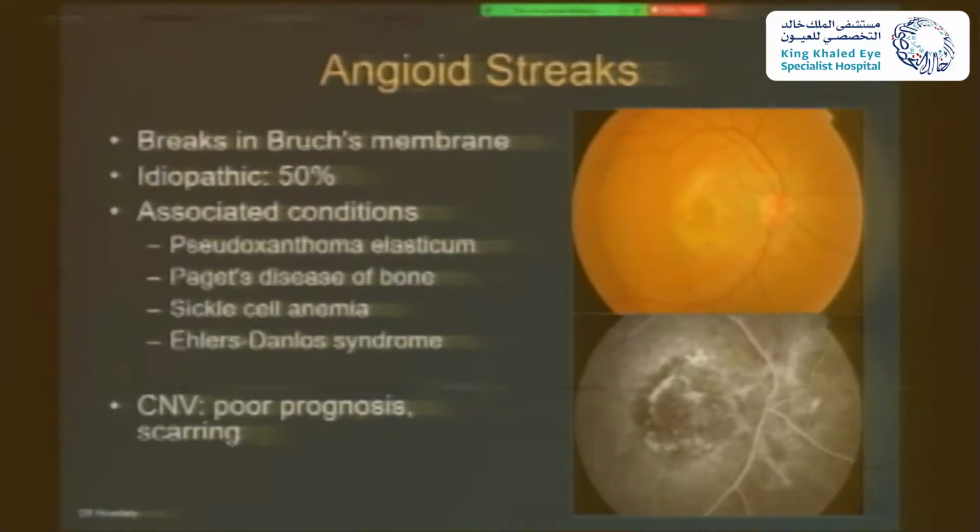Be careful also with scleral depression. You don't want to depress too much so that you don't create more breaks in their calcified and brittle Bruch's membrane. People who have angioid streaks need to be also evaluated for systemic problems that may be associated with angioid streaks, such as pseudoxanthoma elasticum and Paget's disease of the bone and sickle cell anemia. In general, if they are not treated well, the prognosis is not so good.